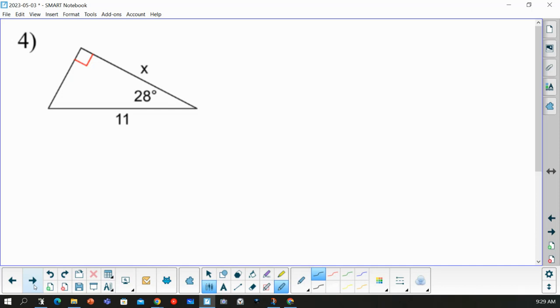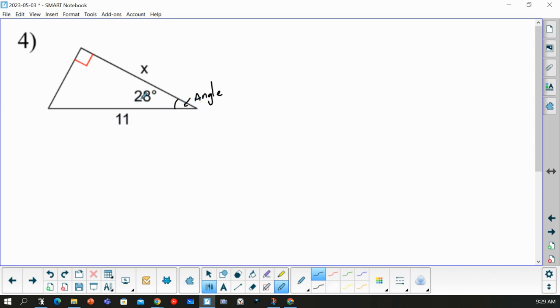Problem number 4 on our 8-4 extra practice. And in this one, we've got an angle that's right here. And so this is the angle that I'm focusing on for this problem. From this angle, I'm going to identify these other two parts.